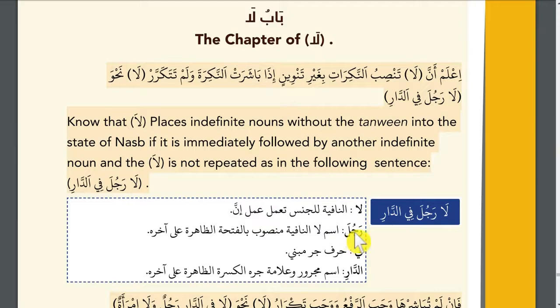رجل. This رجل is اسم لا. Before we used to say mubtada or اسم إن, but now it is اسم لا النافية منصوب وعلامة نصبه الفتحة الظاهرة على آخره. في حرف جر مبني على السكون لا محل من الإعراب. في الدار. الدار اسم مجرور وعلامة جره الكسرة الظاهرة على آخره. And في الدار is the khabar of لا. خبر لا. في الدار stands in the محل of خبر مرفوع.